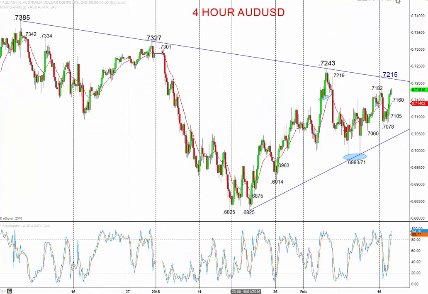Zooming in onto the intraday chart, you can see this down trend line that comes in at 72.15. So a trigger through there and then completed through 72.43 will see a more bullish shift.